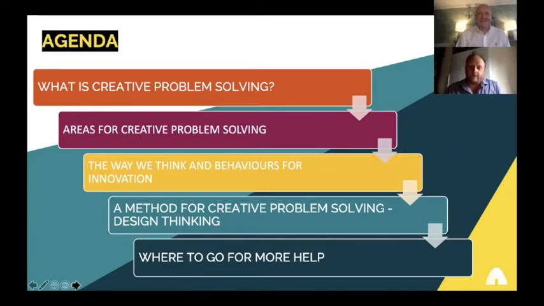So what else are we going to be doing today? Well, firstly, we're going to be looking at what creative problem solving actually means. We're going to be looking at areas for creative problem solving, so what parts of your world can you actually begin to solve problems creatively? We'll be looking at the way that we think and particular behaviors in order for us to innovate and solve problems creatively. We'll be looking at a particular method that you can take away and use to solve problems creatively. And we'll be giving you more information about where to go for help.